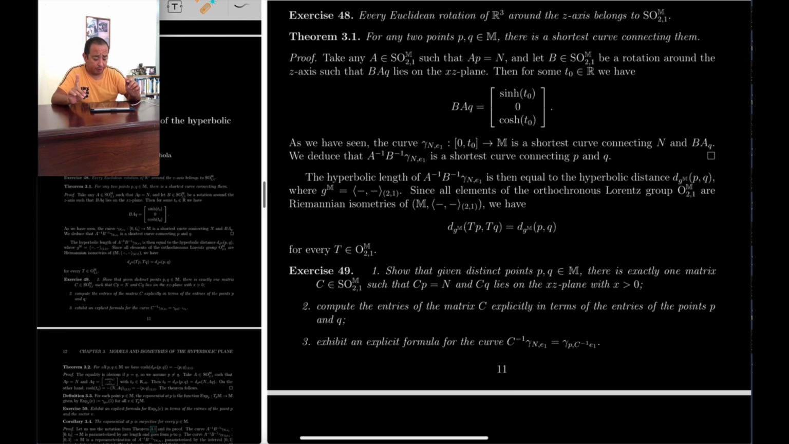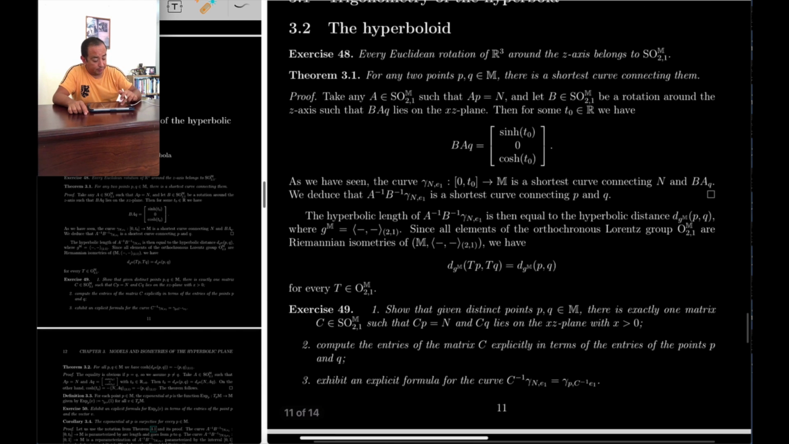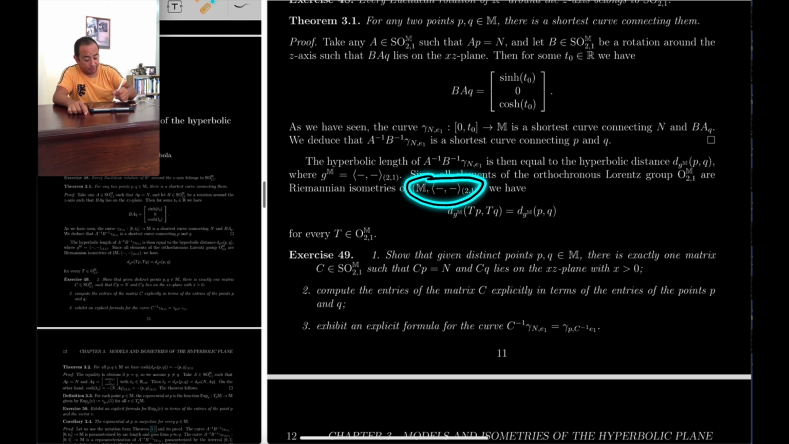So remember that the orthogonal Lorentz group is defined to be the set of all matrices in O(2,1) that preserve M. So it's all those matrices that preserve the Minkowski form and do not exchange the two sheets of the hyperbola. In other words, the Riemannian isometries are also metric isometries.